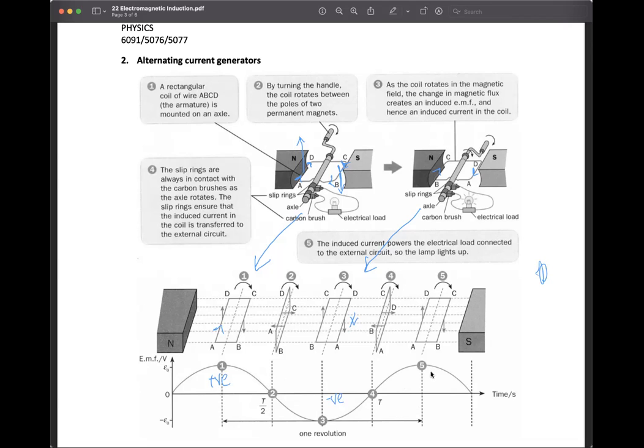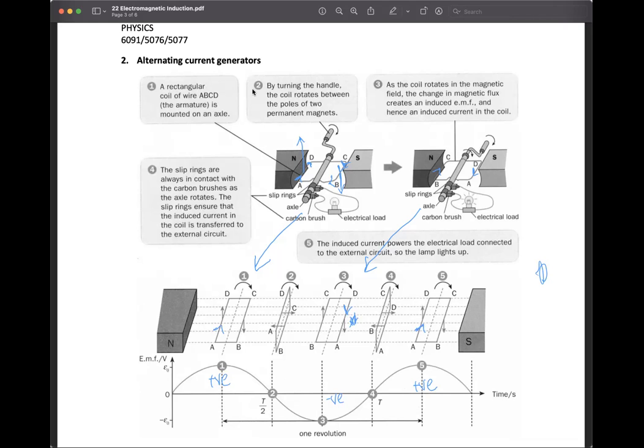Okay, so number five. We are back to AD. So 1 and 5 are the same. When you are back at AD, you have a maximum force. It is at the furthest perpendicular distance, so therefore the force is the greatest. So when the force is the greatest, you get the greatest EMF. Clear so far? Okay, so let's go to number 4.